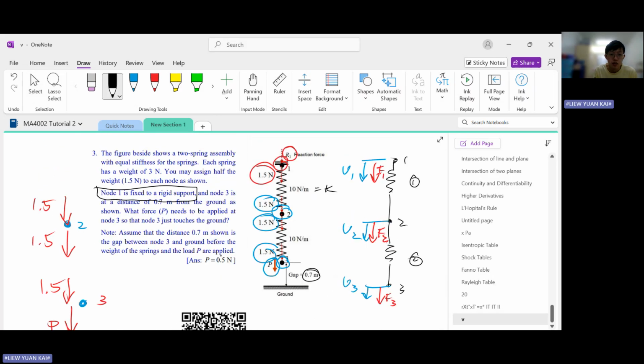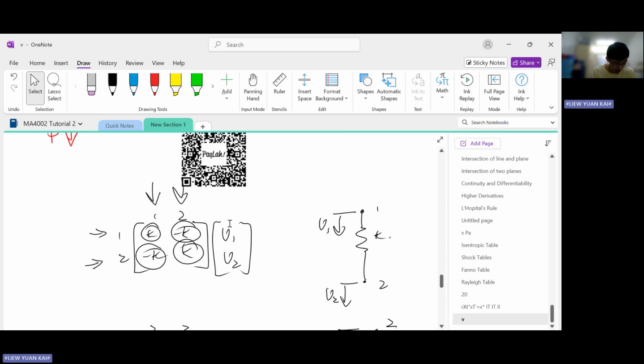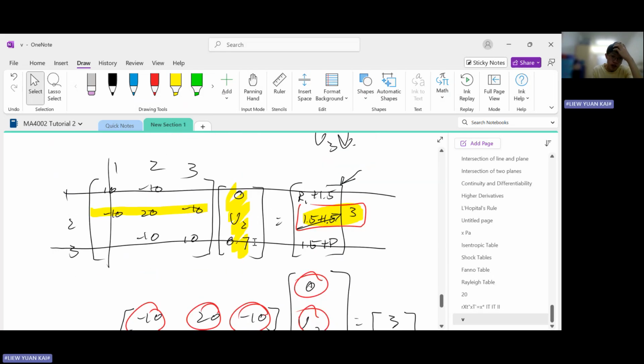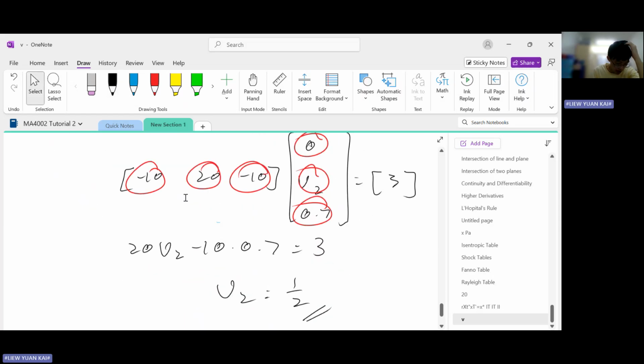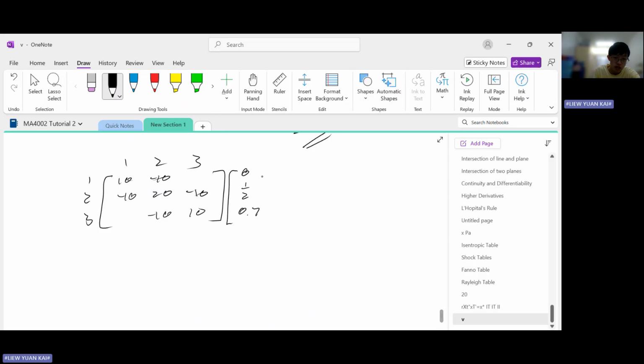But we're asked to find p, so that's not the end of our job yet. Let's find the value of p. We already found u2, so we substitute u2 equals half, which we found earlier, into this equation here. So here we have 10, minus 10, minus 10, 20, minus 10, minus 10, 10, times 0, half, 0.7.